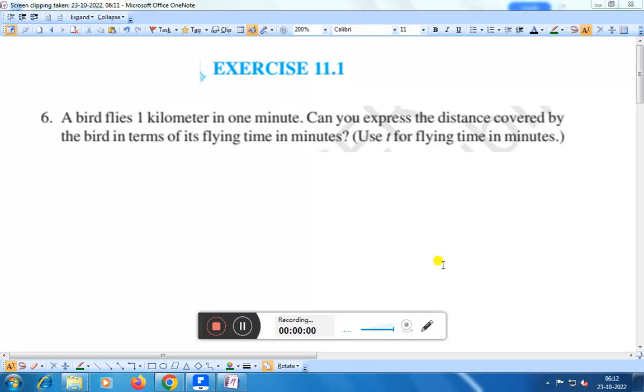Hello everyone, today we shall discuss exercise 11.1 question number 6. A bird flies 1 kilometer in 1 minute. Can you express the distance covered by the bird in terms of its flying time in minutes? Use T for flying time in minutes.